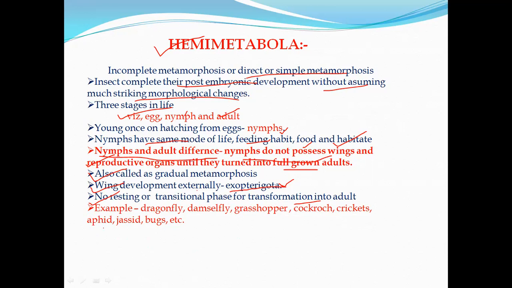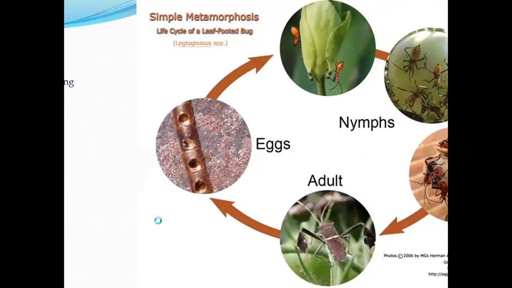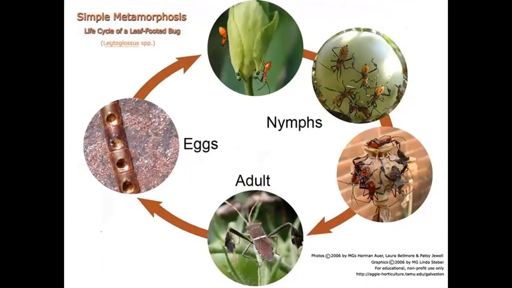Okay, so which are the insects that come under hemimetabola? Some of the insects are dragonfly, damselfly, grasshopper, cockroaches, crickets, aphid, jassid, bugs. All these insects come under incomplete or hemimetabolous insects. We can see the different images here. Here I am showing you.